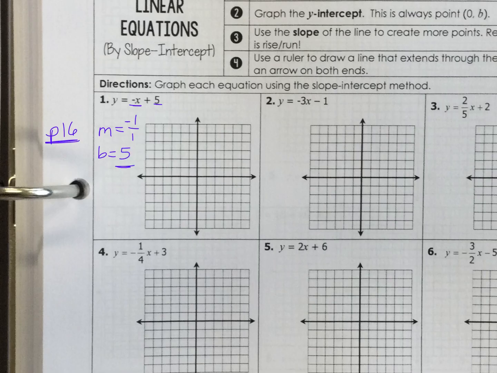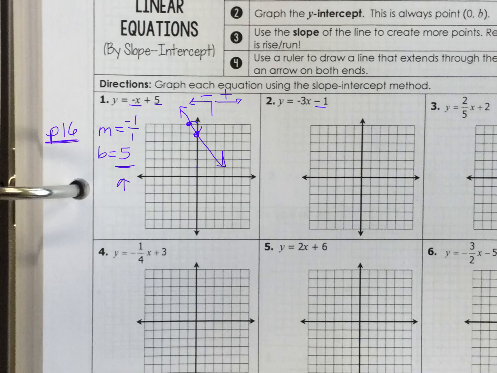We always start with our b somewhere on the up and down line. So 1, 2, 3, 4, 5. And then our slope, it's our rise. So we're going to rise. If it's negative, we run left. If it's positive, we run right. So rise 1, run negative 1. I have a line.